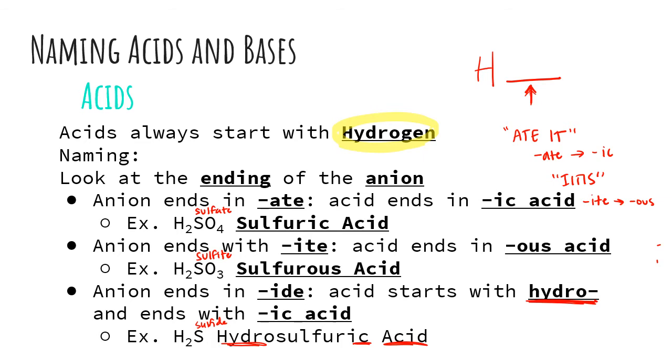Now, the reason why we have to have these different names is because if you look over here, sulfuric acid, sulfurous acid, and hydrosulfuric acid, all of them have sulfur. So we have to have some way of distinguishing which exact version they are. So to recap, ate becomes ic acid, ite becomes ous acid, ide, we actually start with hydro, then the element, ic acid.